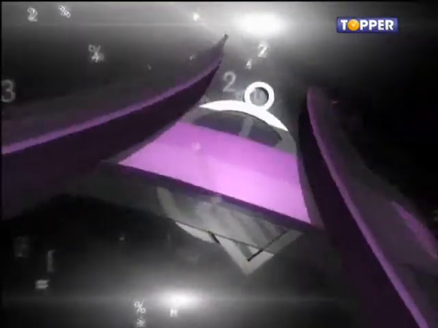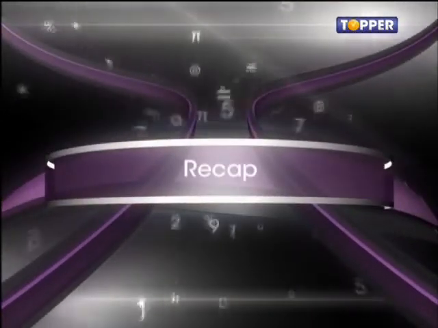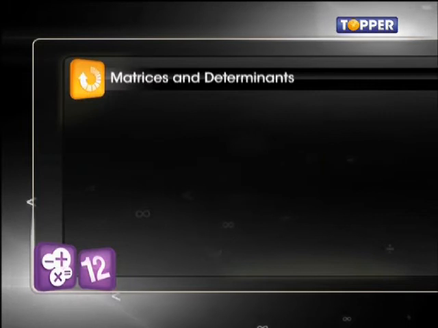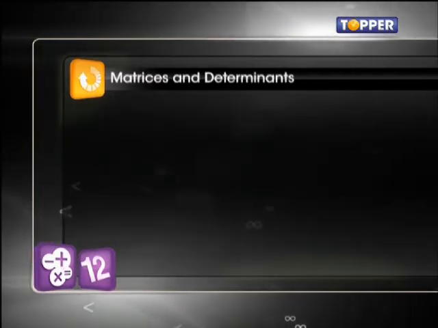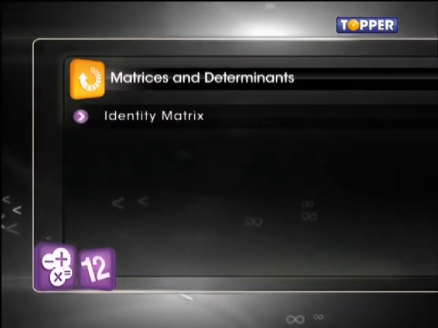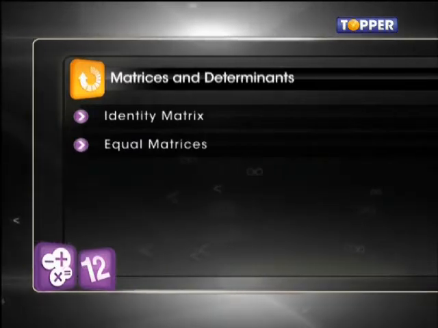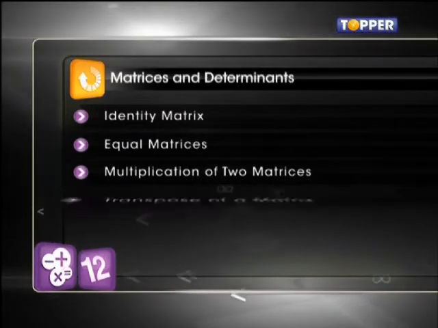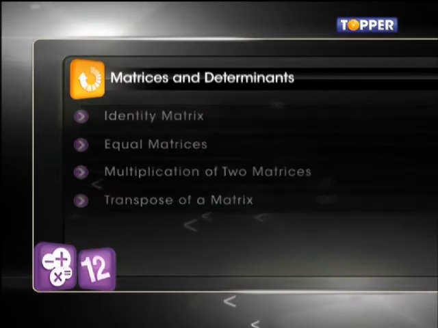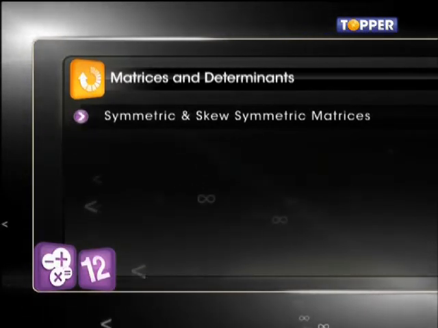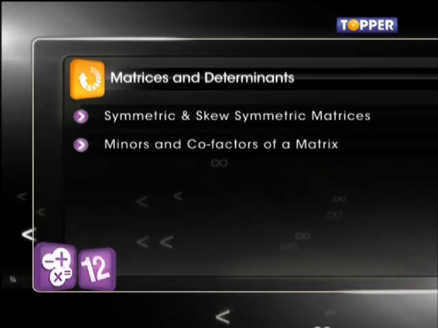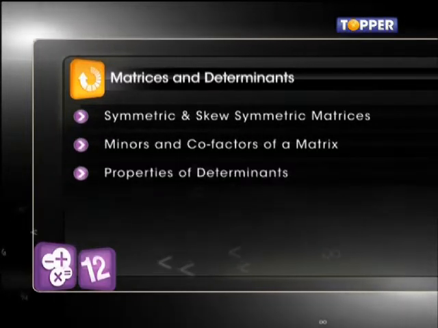Knowing the trends is important, but there's no substitute for diligent revision. Let's refresh what you've already learned under this topic. So let's quickly recap. Under the topic matrices and determinants, you would have learnt about identity matrix, equal matrices, multiplication of matrices, finding the transpose of a matrix, symmetric and skew-symmetric matrices, minors and cofactors of a matrix, and the properties of determinants.